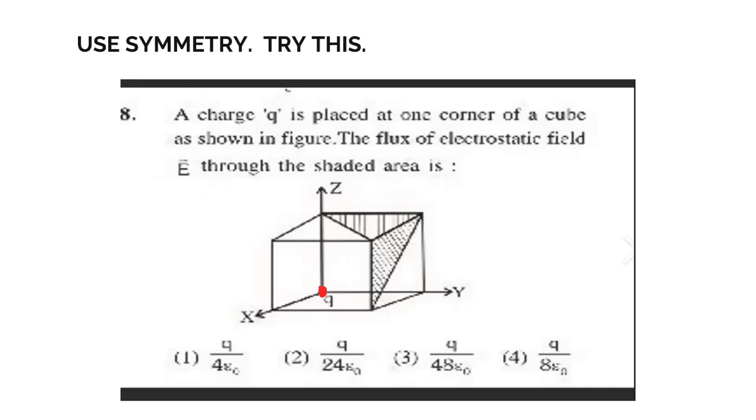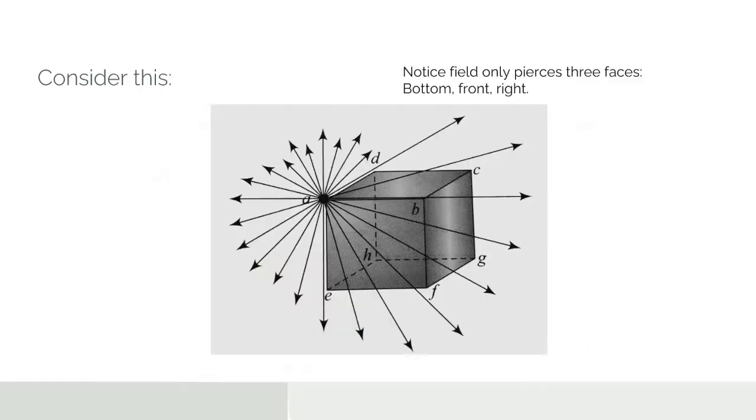In order to solve this, we need to think of this problem symmetrically. The first thing we need to understand is that the point charge is not going to have any field lines piercing the faces that are aligned with its axes. So this is a nice diagram. It's a slightly different configuration. The point charge here is on the left top corner, but it serves the same purpose.